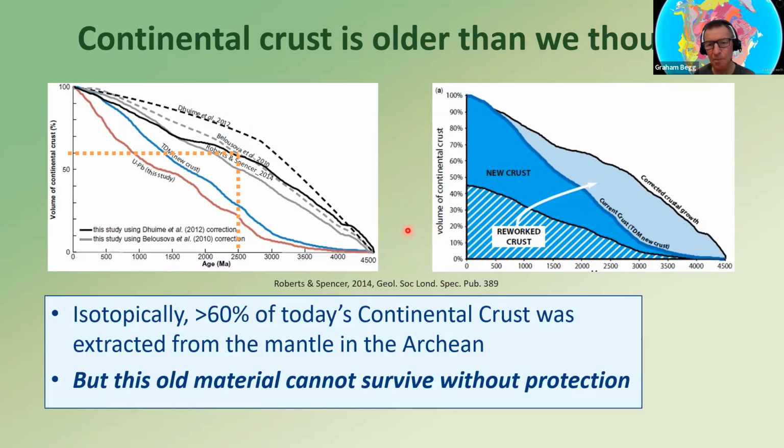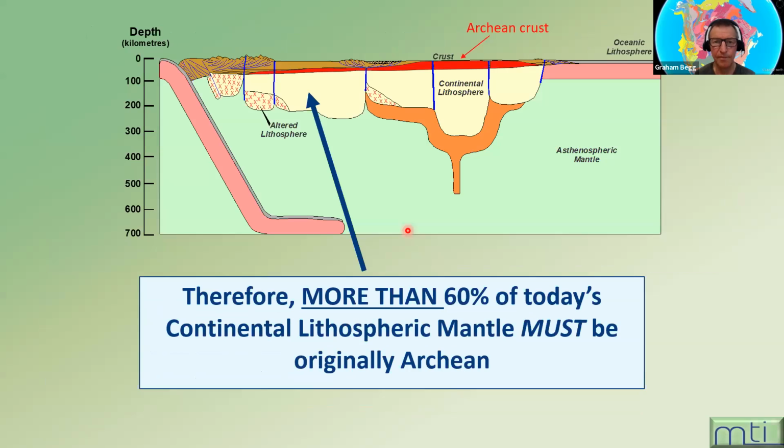But how would we keep 60% of the continental crust as Archean material? You can't do that unless you actually have something underneath that is protecting it from being subducted and destroyed. So it's telling you that at least 60%, in fact, more than 60% of the underlying continental mantle must be Archean originally.